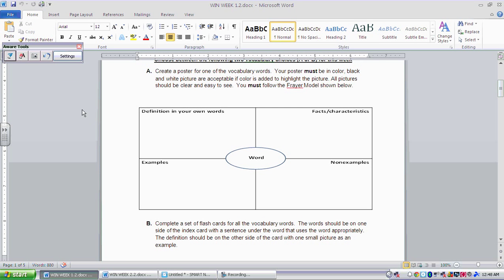Okay, welcome to the first week of the second 6 weeks. This is your wind form review. We're going to be going over that first homework packet for week one.